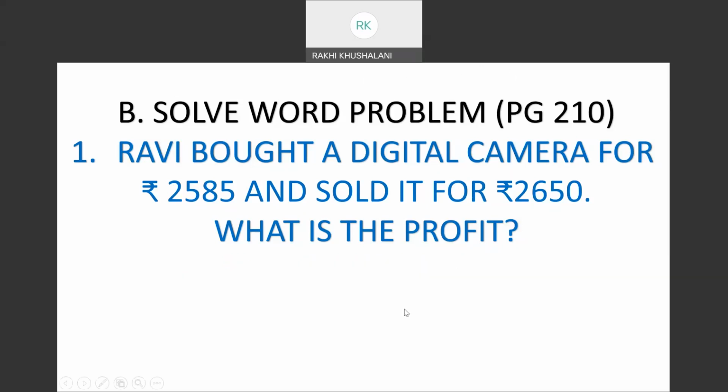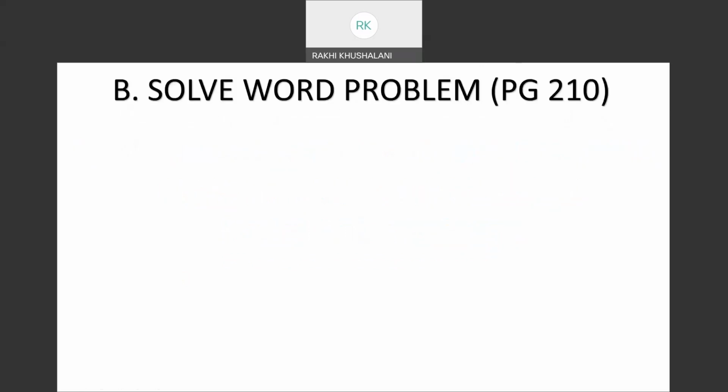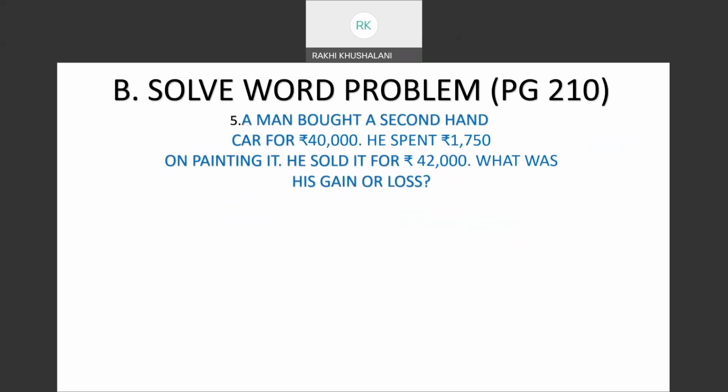Now let's see the next slide. Solve the word problem, the same exercise, question number 5. I'm not doing 2, 3, 4 because they are of the same type. Now question number 5 is different. A man bought a second-hand car for rupees 40,000. He spent rupees 1,750 on painting it. He sold it for rupees 42,000. What was his gain or loss?